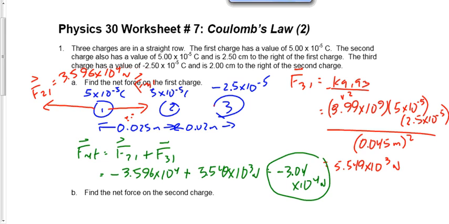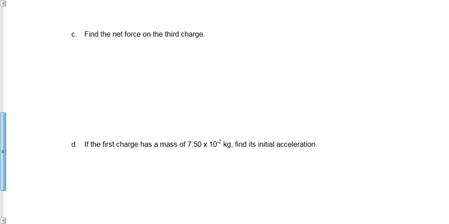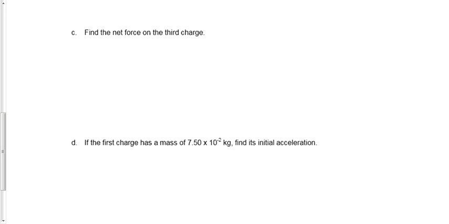Finally, we're looking at question D here, which says, if the first charge has a mass of this value, what's its initial acceleration? Listen, whenever you're trying to find acceleration in Physics 30, literally 99% of the time, I want you to use F equals m times a. But of course, to do that, you need to find the force. Sometimes that force will be a gravitational force, sometimes a magnetic force, sometimes an electric force. It doesn't matter what kind of force it is. If you want to find an acceleration, get the force, and then divide it by the mass.